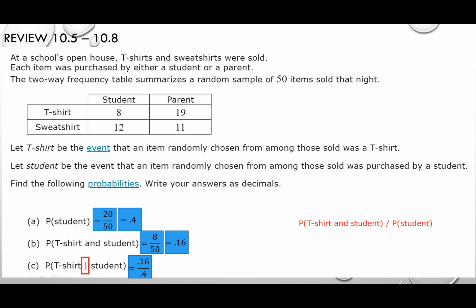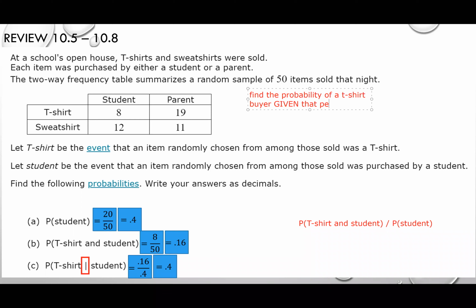Or if you remember, we did this in class. I told you, if I ask you to find the probability of a t-shirt buyer given that the person is a student, right? This is the same question as the one they ask you over there.